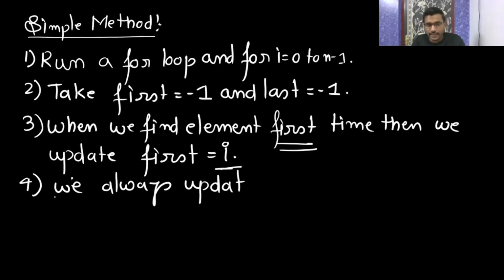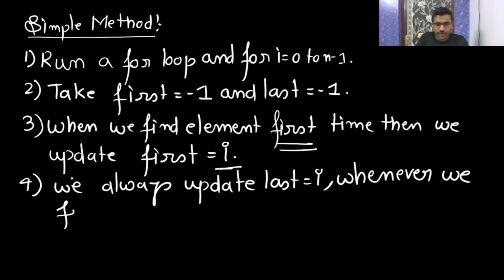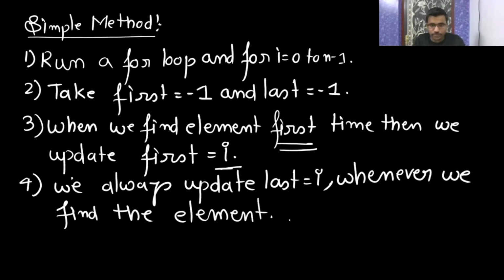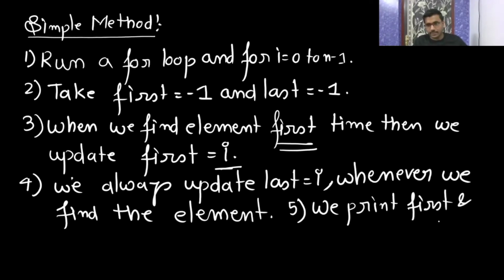Okay, and here we always update last equal to i whenever we find the element. Understood? And after that, the fifth point is we print first and last.